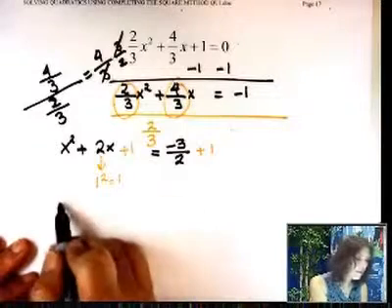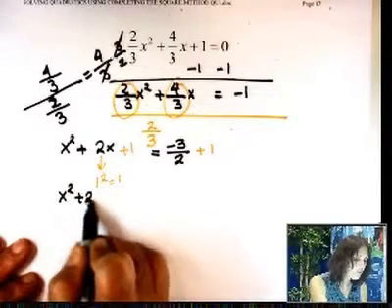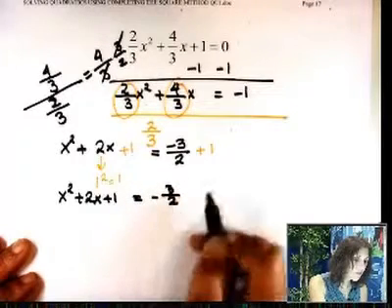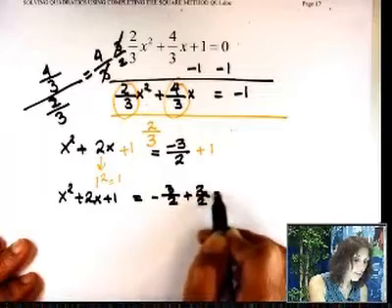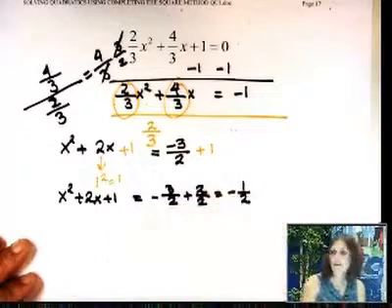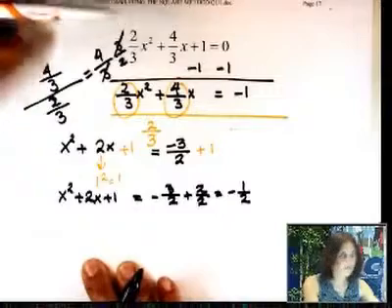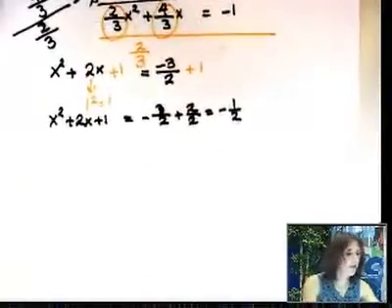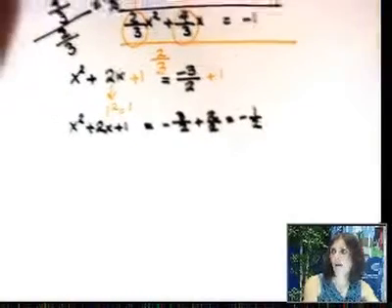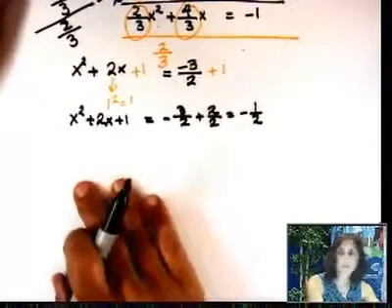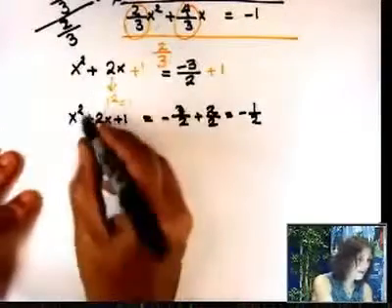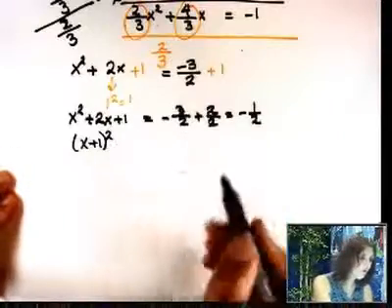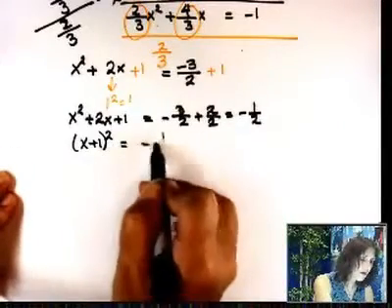So what do you have on the left? x squared plus 2x plus 1. On the right, -3/2 plus 1, which is -1/2. Does it make sense? It's hard to grab these guys. All right, this is where I am. I need to write this as a perfect square. x plus 1 squared equals -1/2.